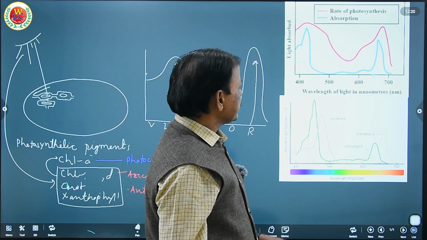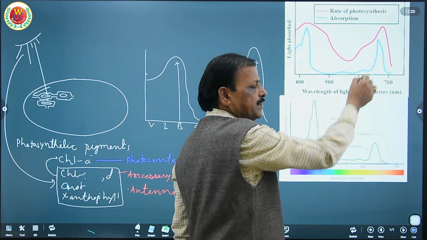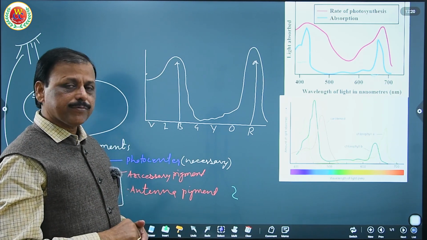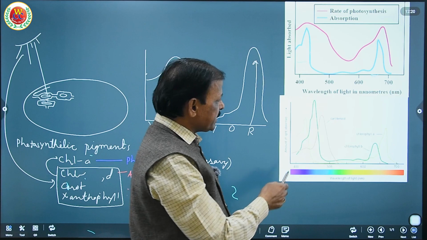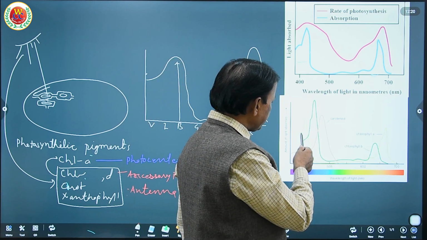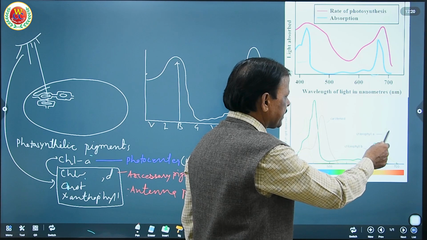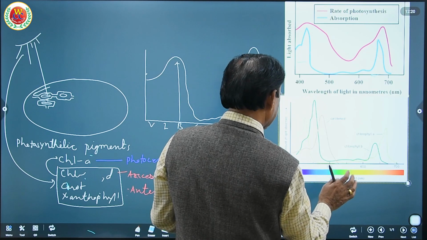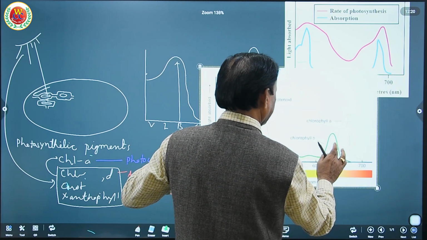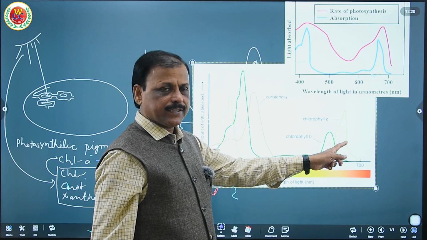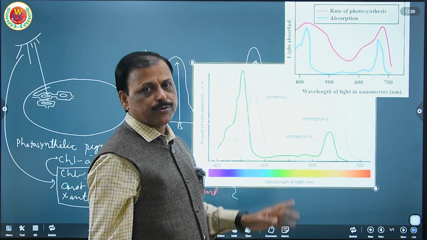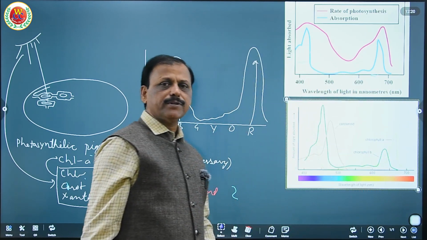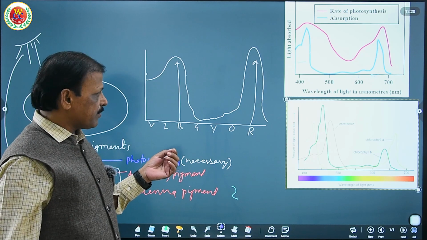Chlorophyll A has blue color, so it is shown this way. Chlorophyll A is the photocenter which shows maximum action. The rest of the other pigments do not show it, and thereby you can see here chlorophyll A is shown by this pale yellow color, showing maximum action. See here, chlorophyll A shows the maximum action compared to chlorophyll B and carotenoid. It means that chlorophyll A is the photocenter which converts light energy into chemical energy.